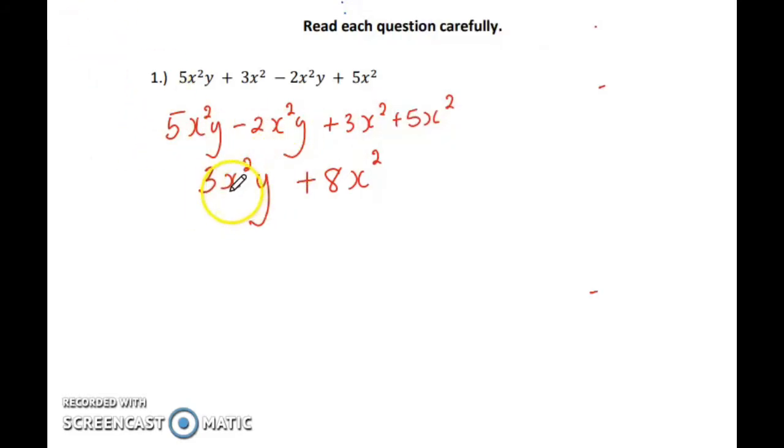When you look at your variables, you can see that we can't go any further. Why? Because for this term, the variables are x squared and y, and for the second term, the variable is x squared. They are not the same exact variable for each term. So therefore, this is our answer, and we would just leave it like that. So you pay attention to your signs.